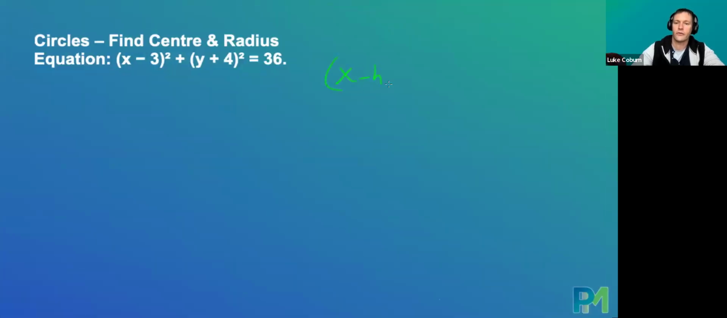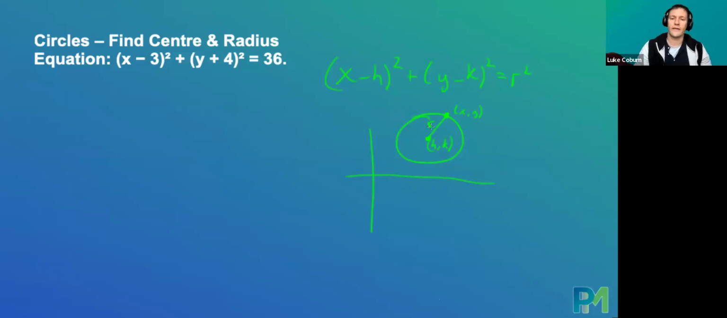x minus h all squared plus y minus k all squared is equal to r squared. And what do these mysterious h's and k's mean? Well, h and k means the center, and then that would be some point on the circle here. Okay, so what have I done? I'm looking for the center and the radius of this circle with this equation. And I've selected the correct formula to use. Brilliant. I've diagnosed the problem correctly.